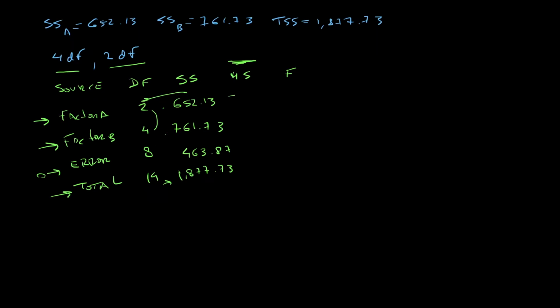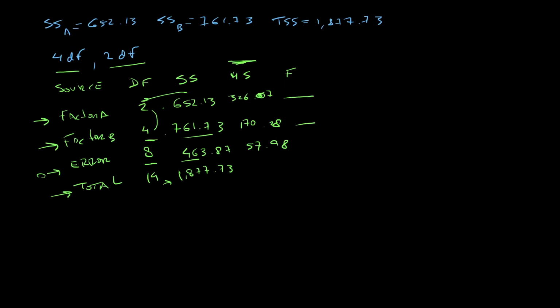Now to calculate the mean squares, you just divide this one with this one, so you get 326.07. The second one, you're going to divide this one with this one, and it gives you 170.28. And lastly, you're going to get this one divided by this one, and it will give you 57.98.